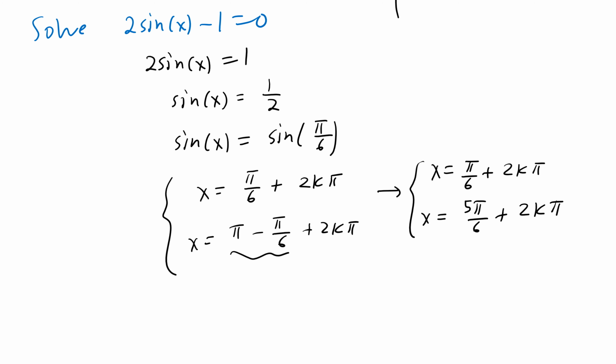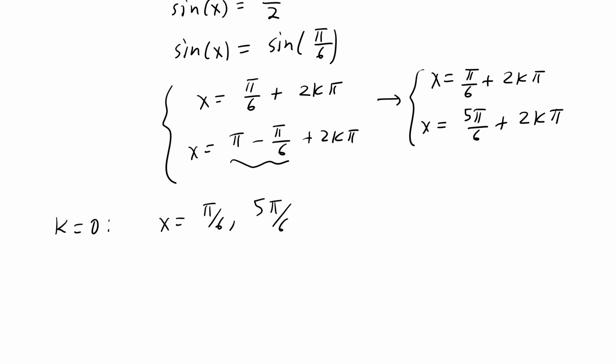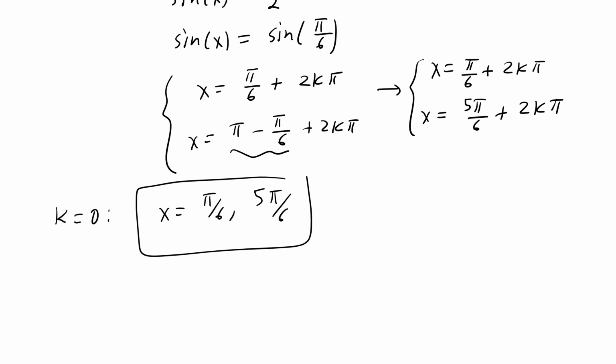K is an integer. Now, if they specify just from 0 to 2 pi, then you need to take values for k. We're starting with k equals 0. That gives us pi over 6. And if you substitute in the second equation, that gives 5 pi over 6. Now, if I take k equals 1, that will exceed 2 pi. If I take negative 1, that would be below 0. So it's only 2 solutions over that specific interval.